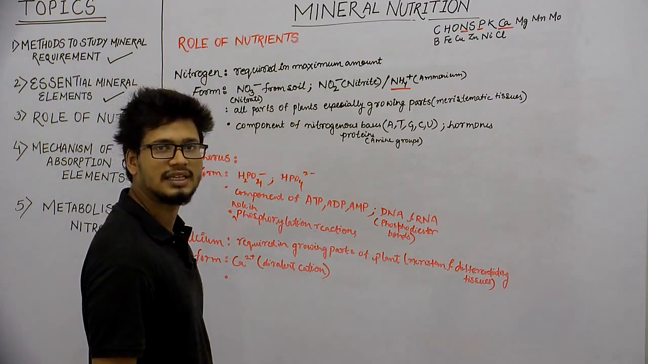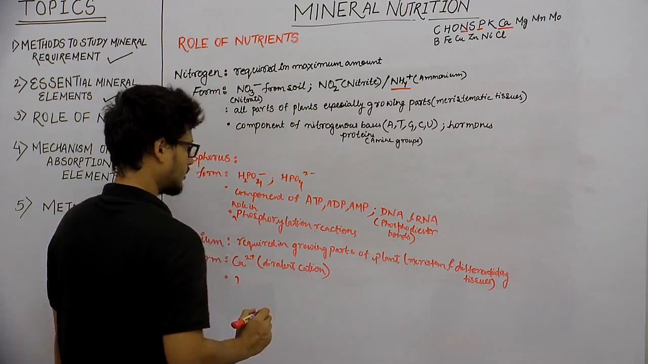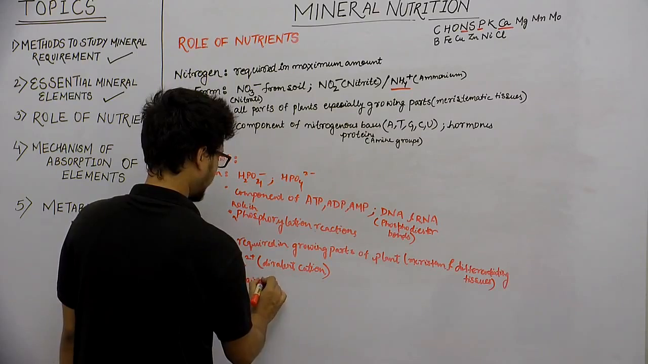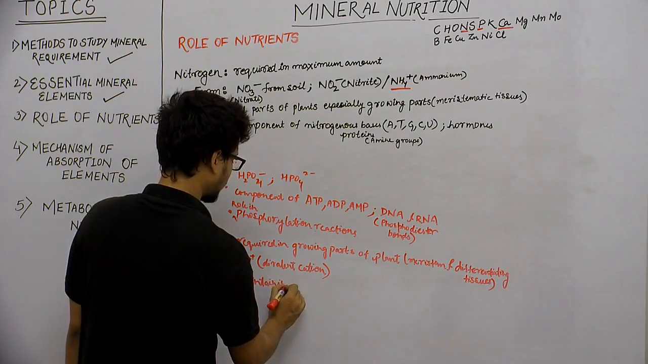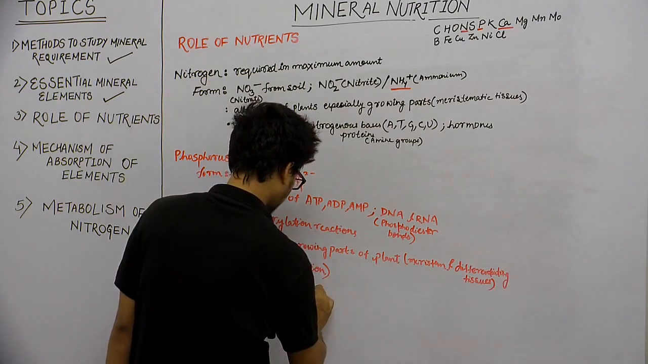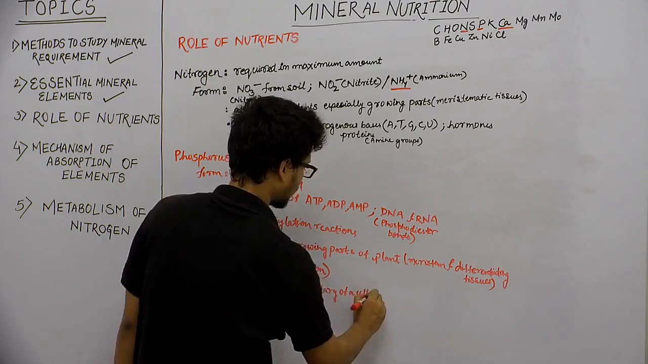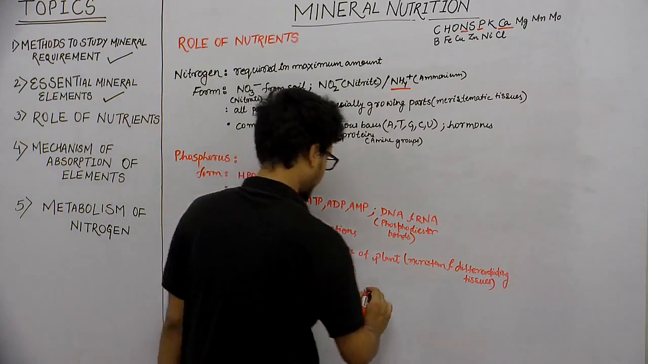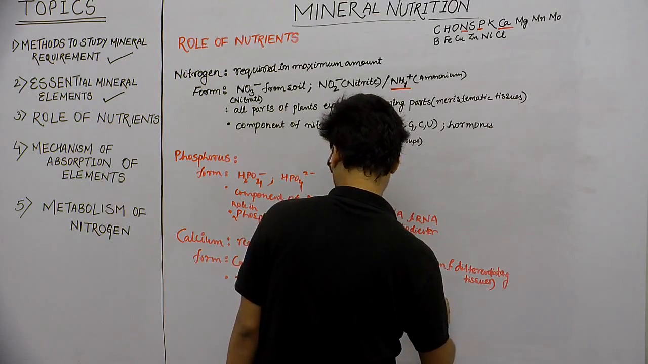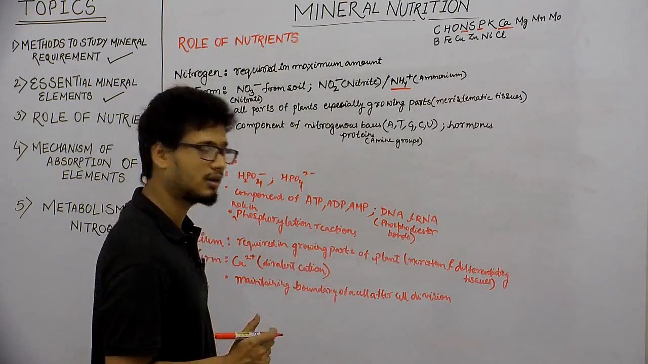Now calcium का role कहाँ पे है? Calcium has a role in maintaining the boundary or the foundation of a cell after cell division. Because they form the middle lamella. Okay.